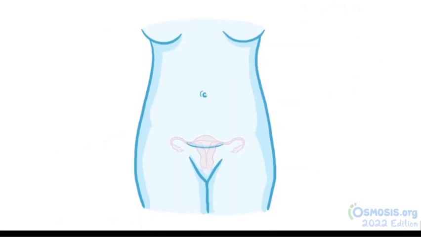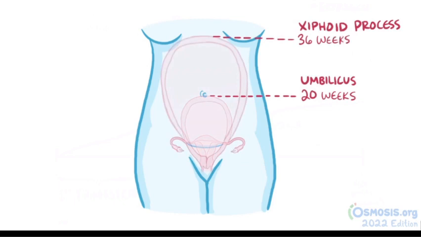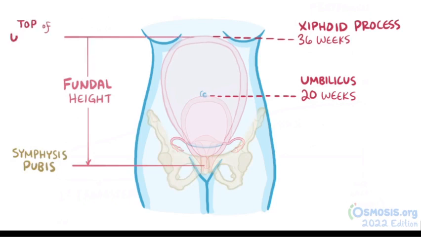The uterus is normally a pelvic organ, but during pregnancy it grows into the abdomen, rising to the level of the umbilicus by 20 weeks gestation, and to the xiphoid process by 36 weeks. The fundal height, which is the distance from the symphysis pubis to the top of the uterus, aka the fundus, is a good estimate of gestational age. For example, here at 36 weeks, you might expect it to be about 36 centimeters, but at 20 weeks, it'd be closer to 20 centimeters.